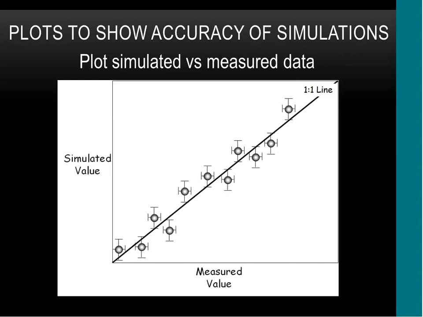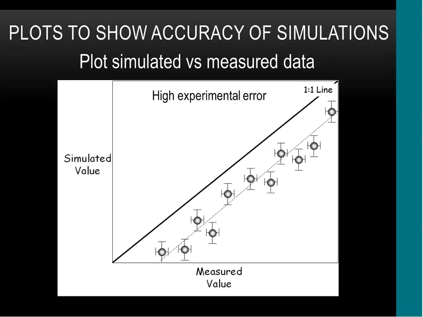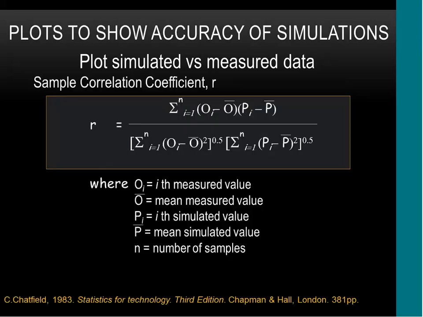So instead of plotting something like this, we plot something like this, where we've also got high experimental error, but we're showing a consistent bias in the model. There's a significant shift towards higher measured values and lower simulated values. So we've got a significant underprediction of the model when we plot this on the one-to-one line. So going back to correlation and association, coincidence and association, here we've got a high association but a low coincidence.